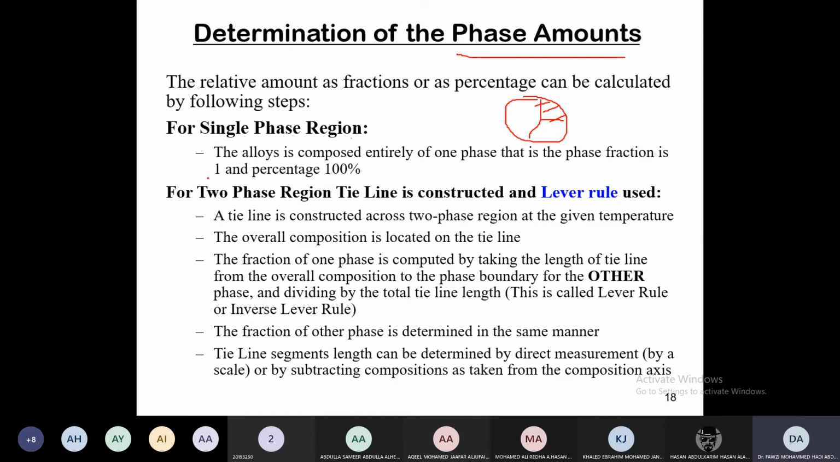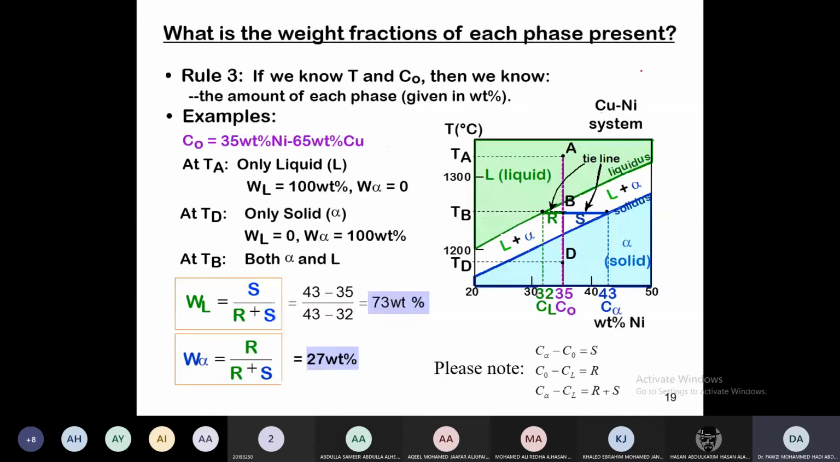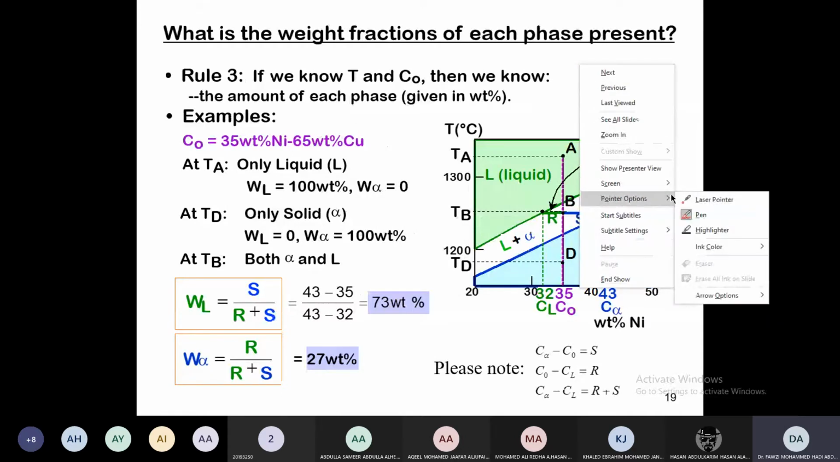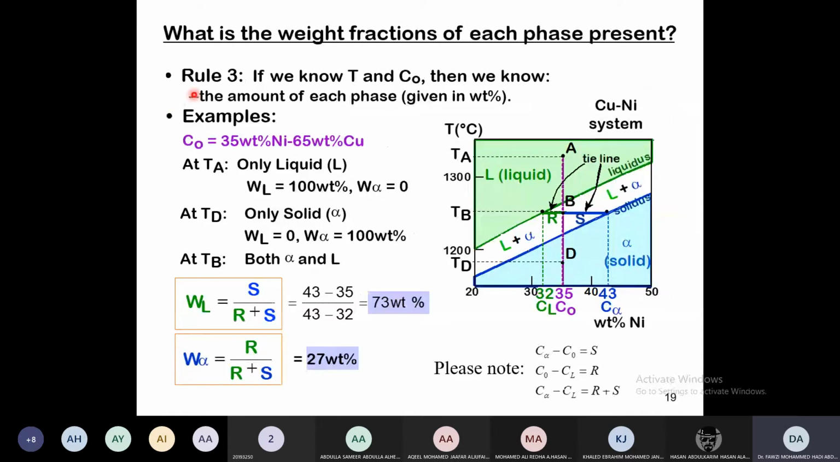Again, this is explained to you here. I'm going to jump into the example directly. So let's get the laser pointer better. Rule number 3: if we know the temperature and composition, then we know the amount of each phase, given in weight percentage as well. So let us look at the same example that we did before. For example, if we have 35% by weight nickel, so we are at that composition, and we are at temperature TA, this is our position on the phase diagram. This is where we are.